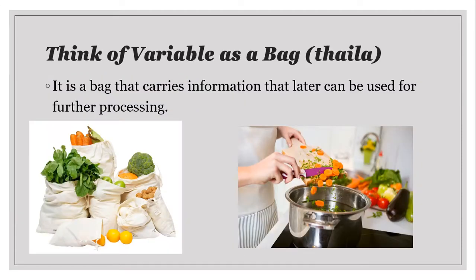Let's try to simplify it a little bit more in layman's terms. So you can think of a variable as a bag. In Hindi it is called thela. So it is a bag that carries information that can later be used for further processing. For example, we carry vegetables, fruits, food items in the bag. Okay, so this is temporary. But the final processing that we have to do is the cooking, right? So it is a temporary place where we are holding our values so that we can use them in the final processing.